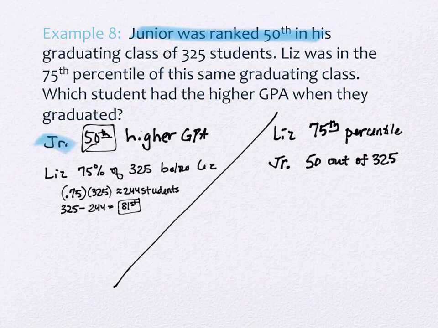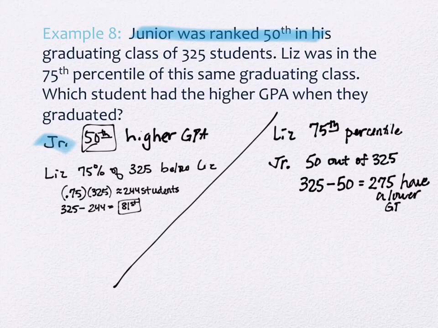In a second, we need to do something else first. How about a different question? Can I figure out how many students have a lower GPA than Junior? Okay, so 325 minus my 50, right? He's 50, the top 50 students, which would be 275 who have a lower GPA. Does that make sense?